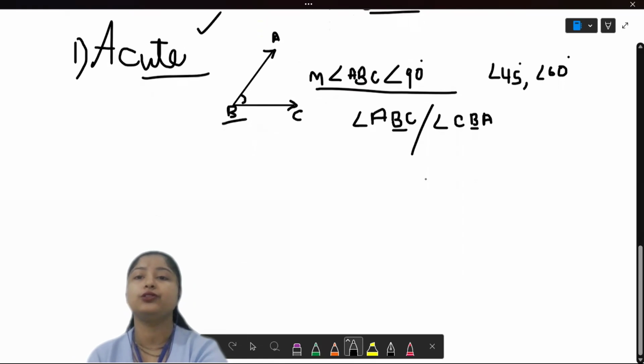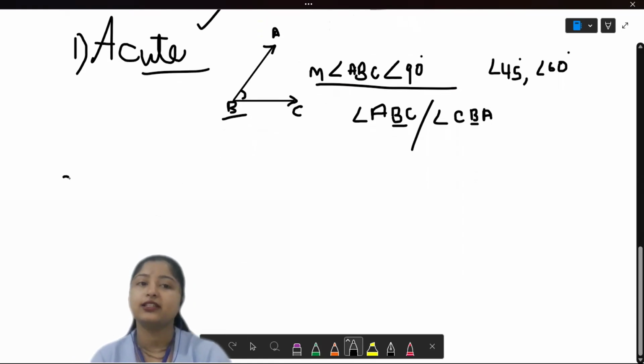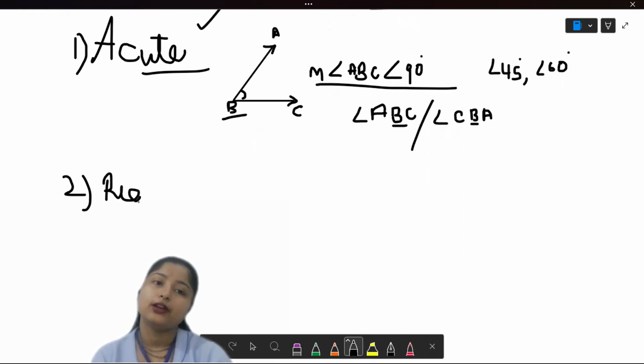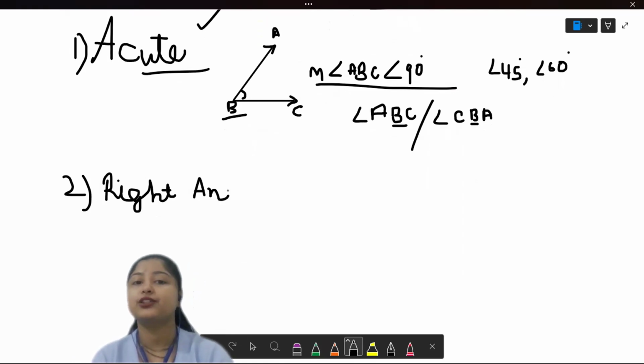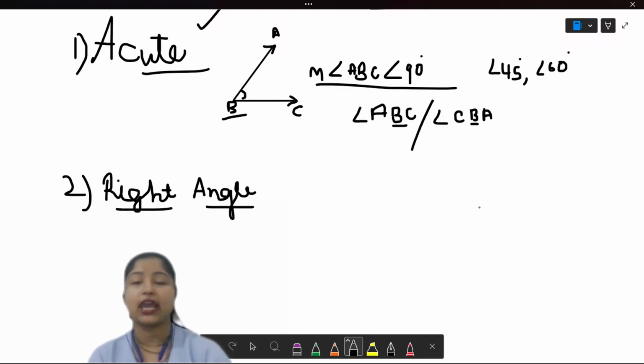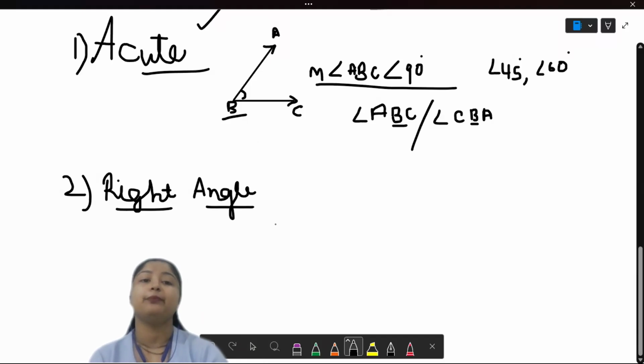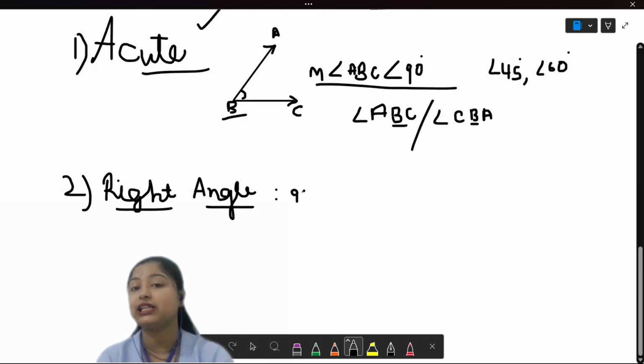Now, let's move on to the next type of angle. That is a right angle. Right angles are a very, very special type of angle. They have a fixed measurement. As we learned, an acute angle can measure anything under 90. But a right angle is just 90 degrees. Not less, not more, just 90 degrees.